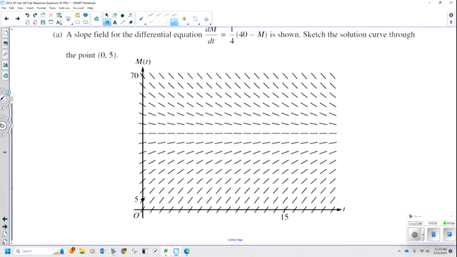Okay, the point (0, 5) is right here. To sketch a solution curve, we just start from that point and follow the lines, kind of like sheep being herded, if you will. So I'm just going to go up. It's going to bend a little bit more, bend a little bit more, and it's going to keep going until it flattens out right there. Guess what? You just earned credit on the AP Calculus AB exam. That's a gimme. I love that.